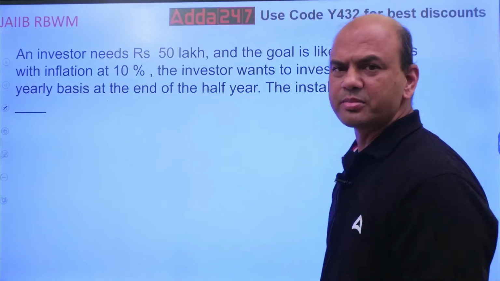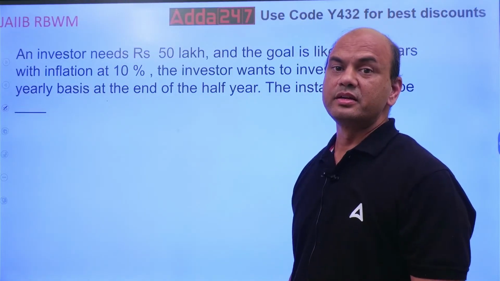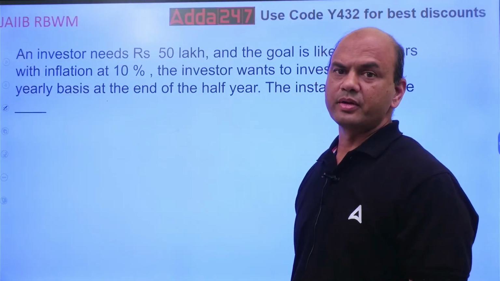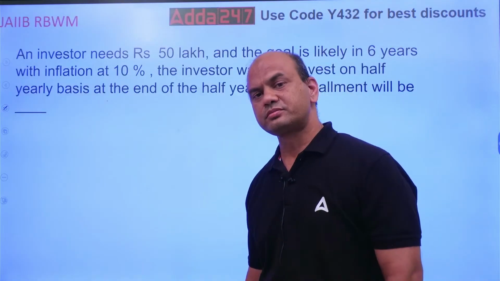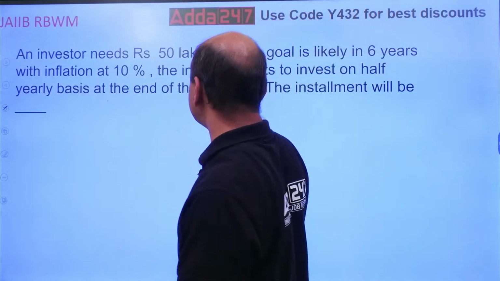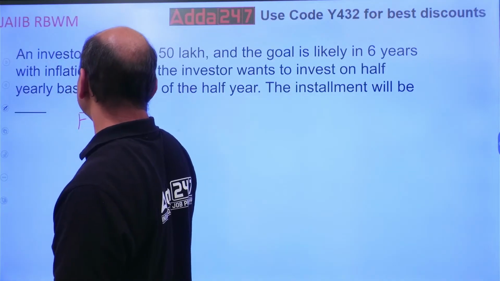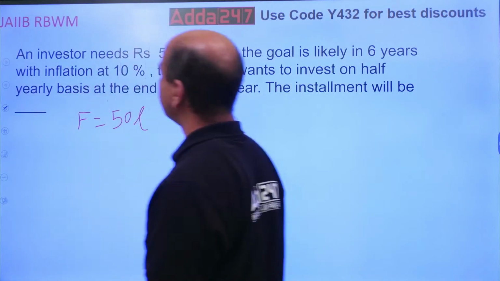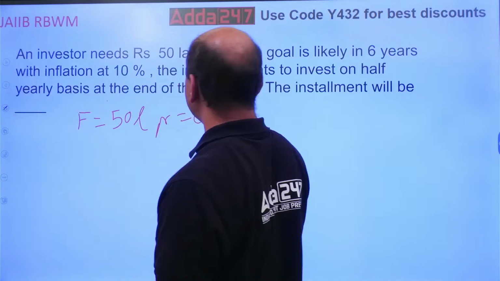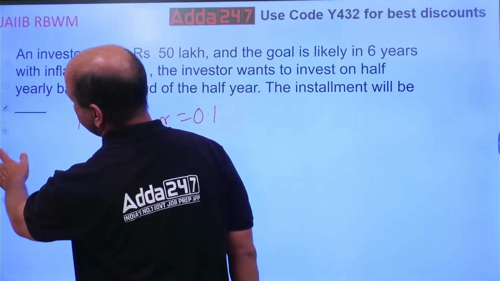Right now, this is an annuity problem. See this, annuity. Actually, here you know the end value, but you don't know the installment. So, 50 lakhs equals... here you require the future value as 50 lakhs. I'll write it over here. Future value equals 50 lakhs. R is equal to 0.1. I'll directly write 0.1 now, for 10%. So R equals 0.1.